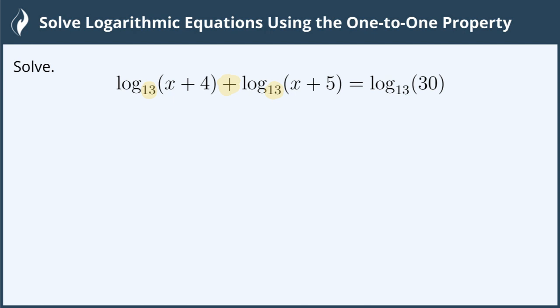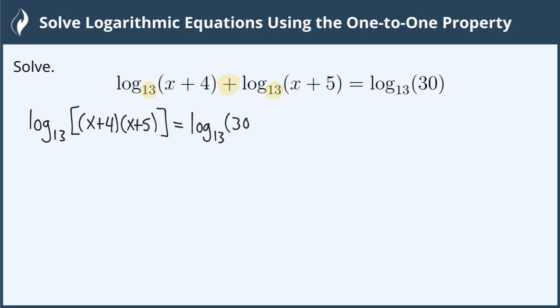What we'll do, since it's addition, is we will multiply their insides. So we're going to condense this into a single logarithm that still has a base 13, but inside of it, we're going to multiply x plus 4 and x plus 5. I use brackets for the logarithm and parentheses around x plus 4 and x plus 5, just so it's easier to see where the insides of the logarithm start and stop. And we carry down the right side of the equation, which gives us log base 13 of 30.